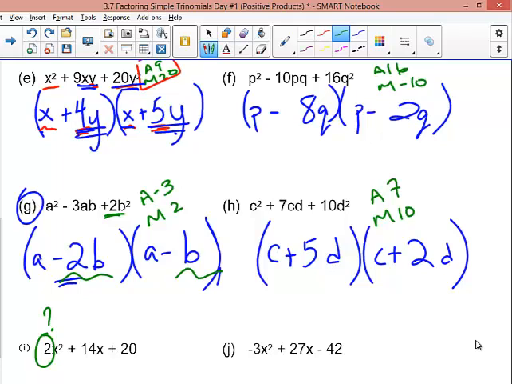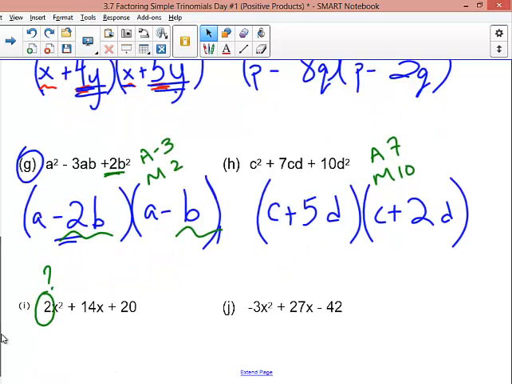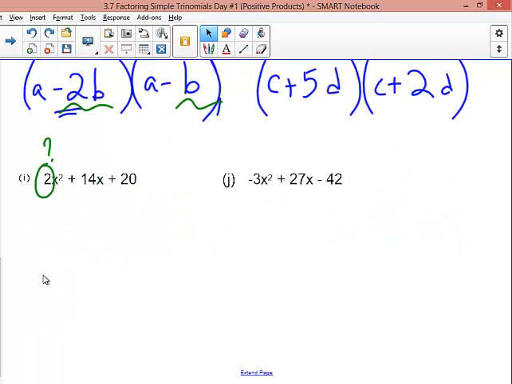Finally, with questions I and J, that's where it really starts to get a bit interesting. With questions I and J, you'll notice that there's a number in front. Like I circled it and put a question mark. Like, what do we do with that, right? Because that first term couldn't be x times x, because x times x is just x squared. Where's the 2 going to get dealt with? Well, here it is, folks.